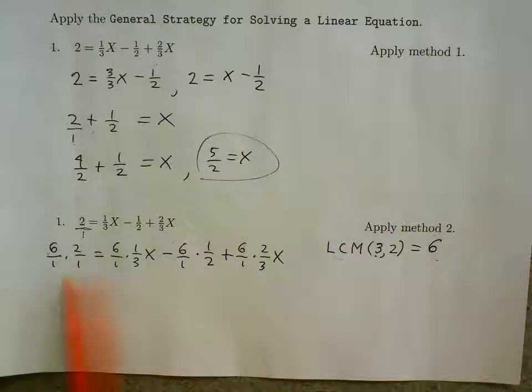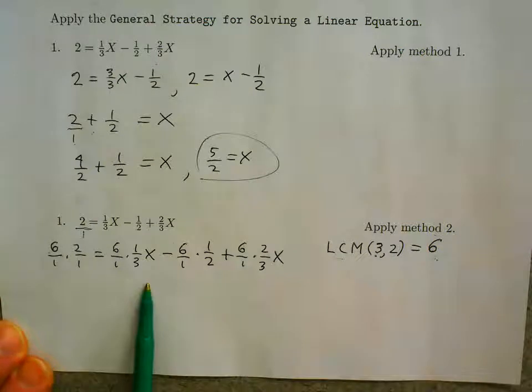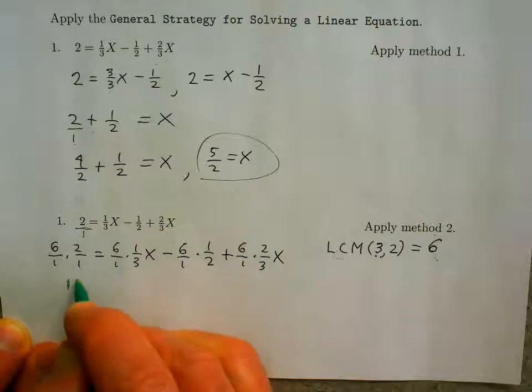So it looks worse before it looks better, but the payoff is usually worth the effort, because when we're finished simplifying, we will have eliminated all of the fractions involved. Okay, so now we just do the arithmetic. 6/1 times 2/1 is 12/1, but we just want to write that as 12.